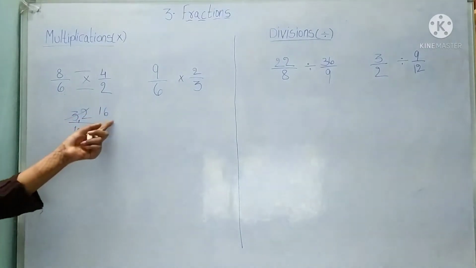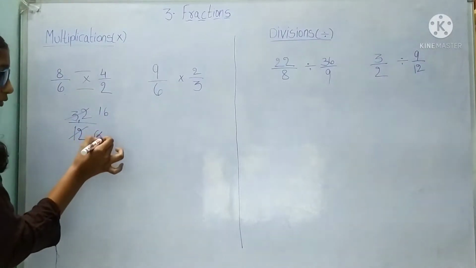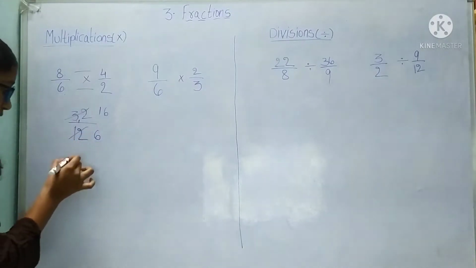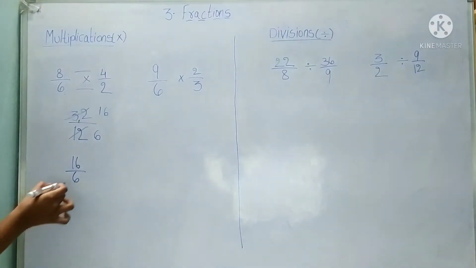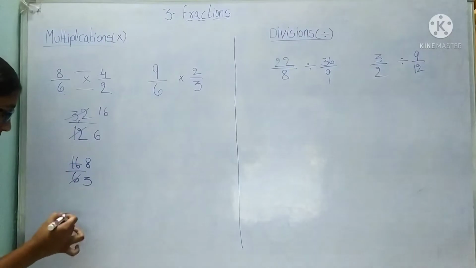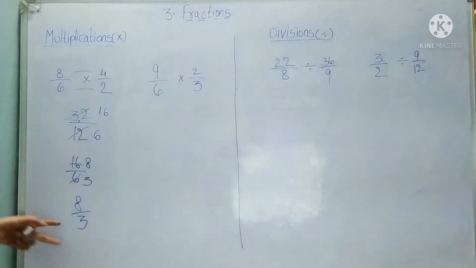So here 16 by 6. So again we can cancel in the 2 table only. So 16 by 6, wait, I will make it clear. So here I am, 16 by 6, again cancelling it as 2 threes are 6 and 2 eights are 16. So finally the output is 8 by 3. Okay, so this is the answer.